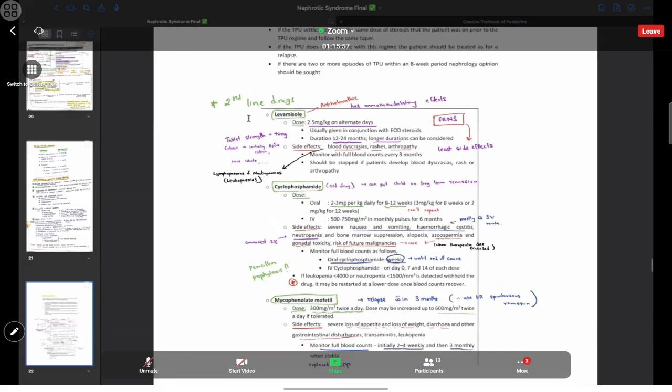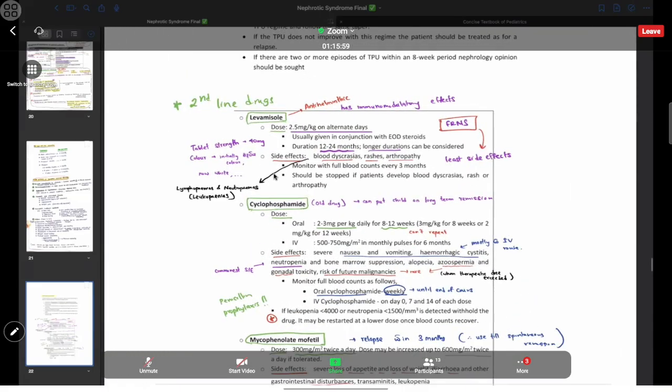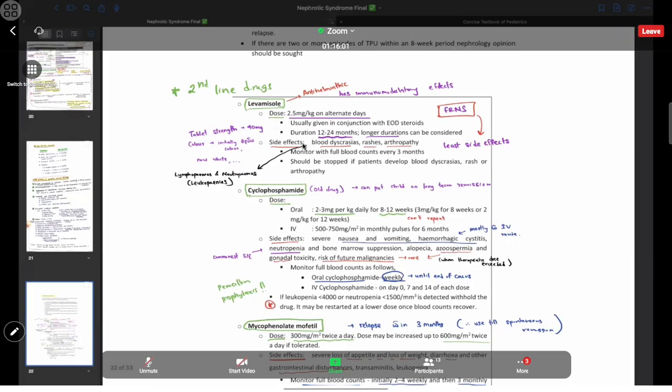Now, my patient was on levamisole and was on tacrolimus. So, sir asked me, what is the mechanism? What is levamisole? What is the mechanism of action of levamisole? What are the side effects of levamisole? So he was expecting that it was an antihelmintic, and how does it act in nephrotic syndrome?